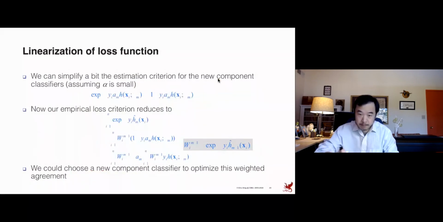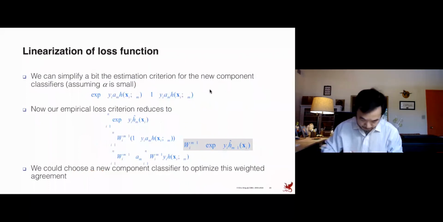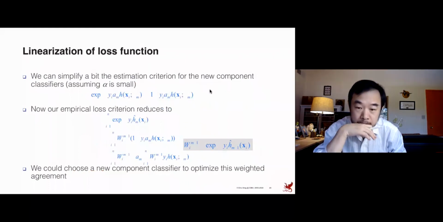Just before we move on, there's a question in the chat. Someone said, I think alpha i should not be there for the second formula on the previous page, because that's the final prediction after m-1 classifiers.